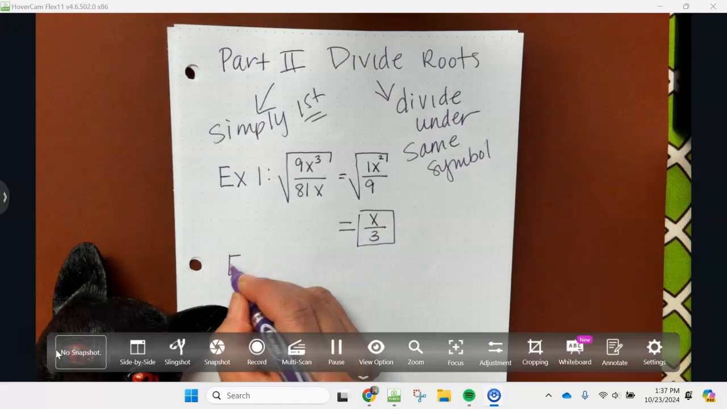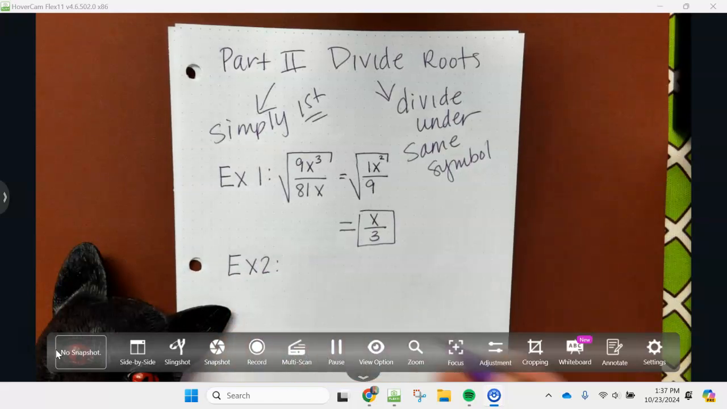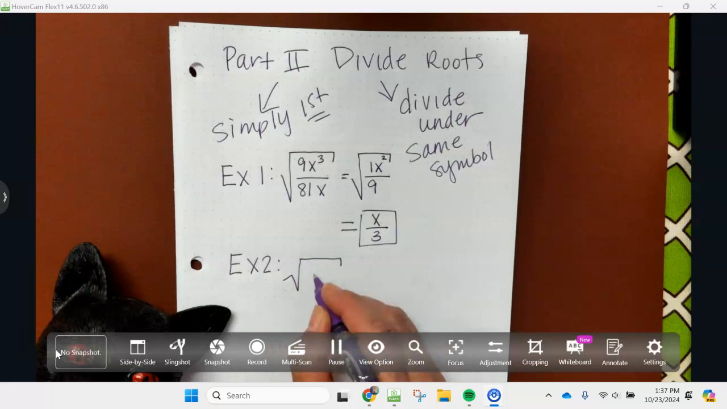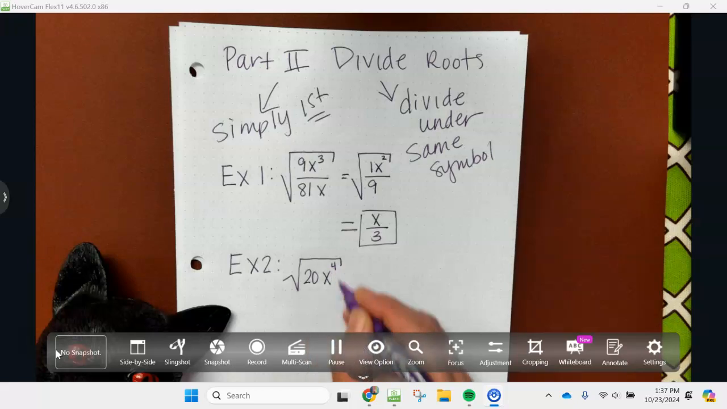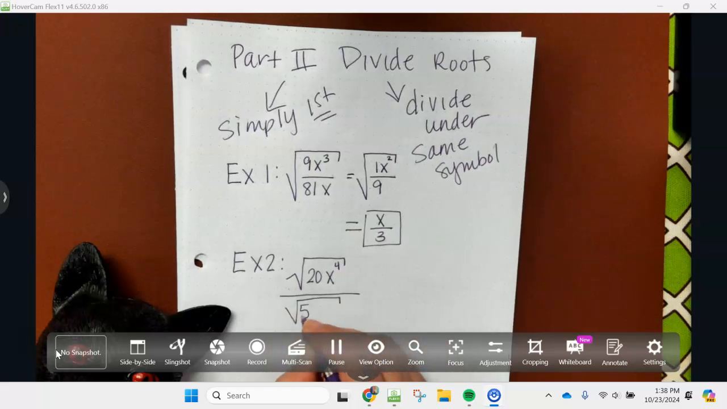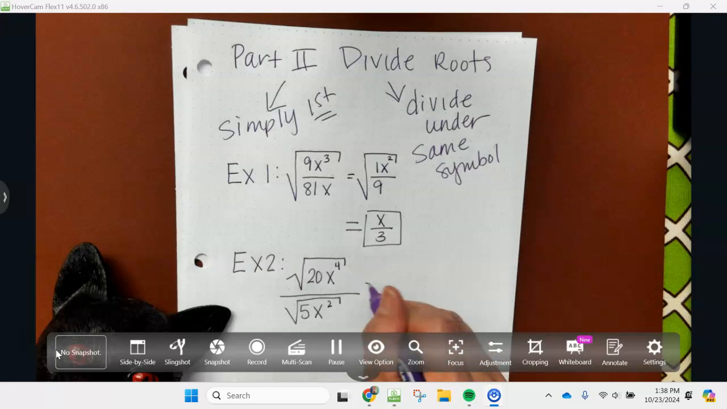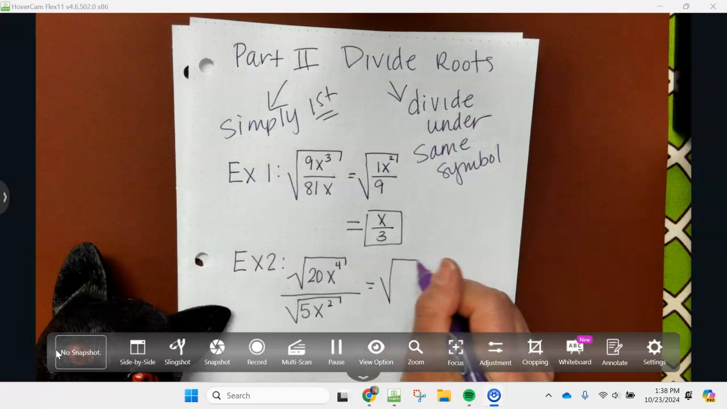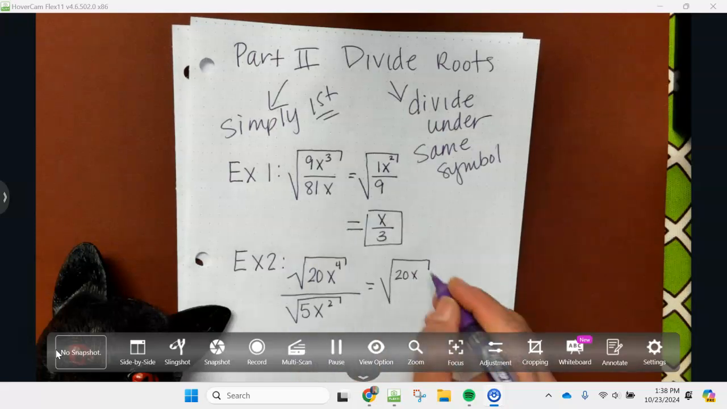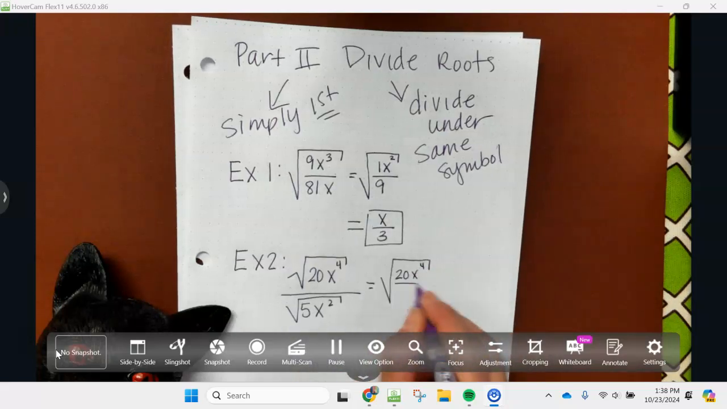Please write this down. Example 2. So for example 2, this problem is written as 2 separate square root symbols, which is okay. We can still work it. All right, so if you do see a problem like this, remember we are just going to write it as a single fraction because sometimes it cancels out like that one did, and it might be a little bit easier to work with.